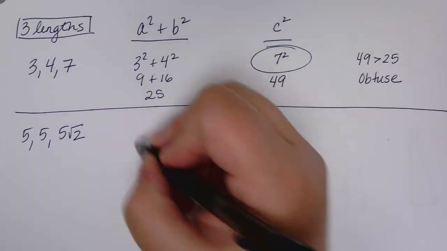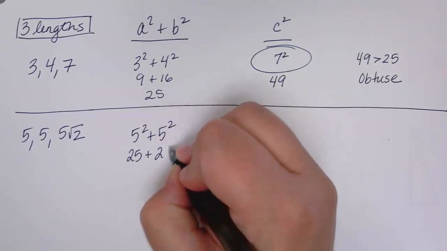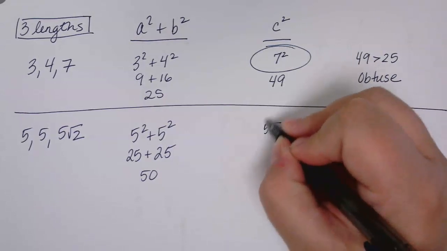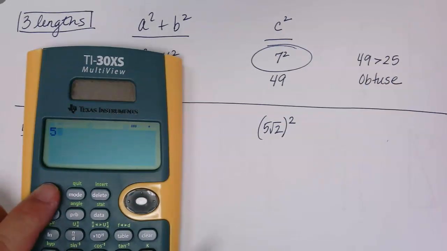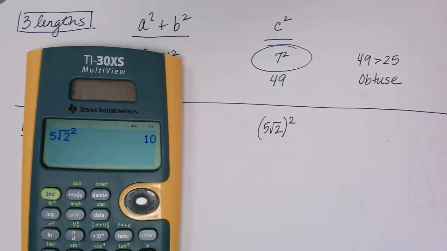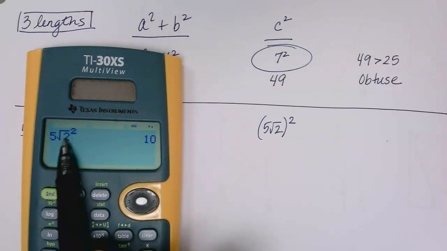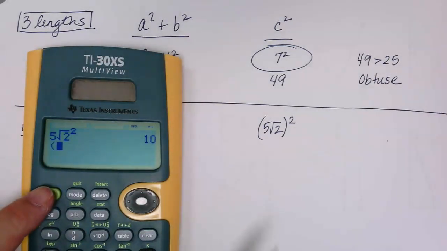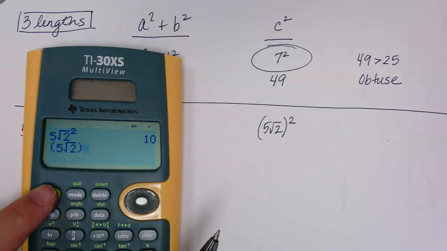You do have to check. So my two shorter sides here are 5 and 5. So that's 5 squared plus 5 squared. 25 plus 25 is 50. And then over here, 5 root 2 squared. Be very careful when you put that in the calculator. If I put it in the calculator like this, it's wrong. The reason that's wrong is because what my calculator understood me to be asking it was just to square this part, just the radical part. If I want to square the whole thing, which is what I'm doing, I'm squaring all of side c, or the length that I think might be my c, I have to put it in parentheses.